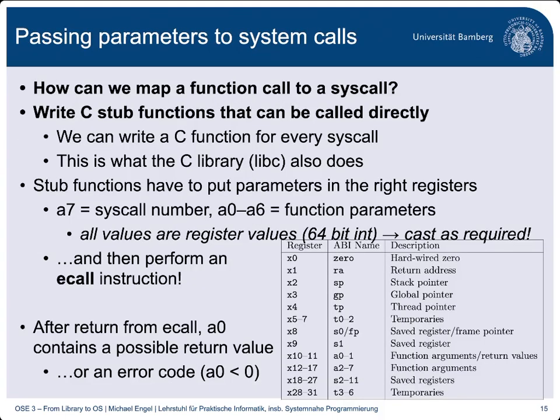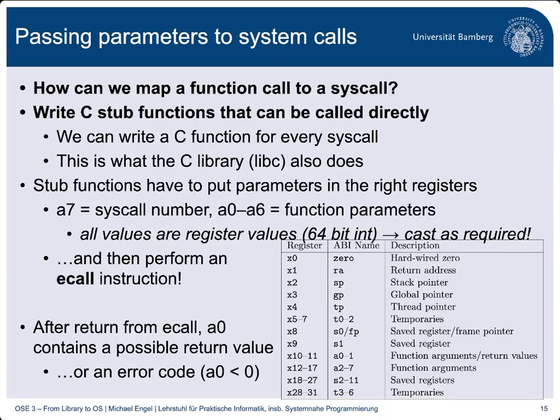So how can we now map a function call in C code, like putchar or something, to a system call? Now we need to write a function, which is usually a library function, which actually does all the parameter passing, so writes the values to the right CPU registers, and then executes the eCall and checks the result value. So what we can do is write a C function that is what we call a stub for every one of these system calls we're implementing. And that is what on a regular system like Unix, your C library does for you.